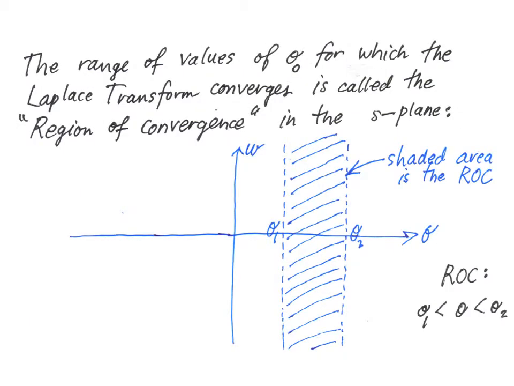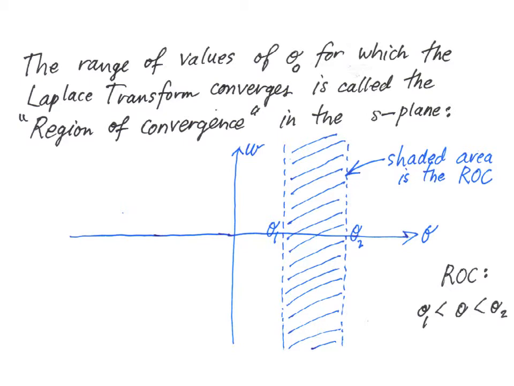Here's an example of that. Let's assume that the region of convergence from now on will be abbreviated ROC, is this stripe that is between sigma equal to sigma sub 1 and sigma equal to sigma sub 2. That shaded area is a region of convergence. So F of s is only defined over that shaded region.